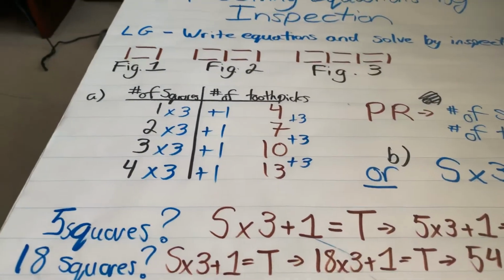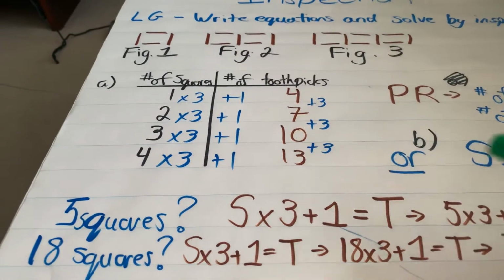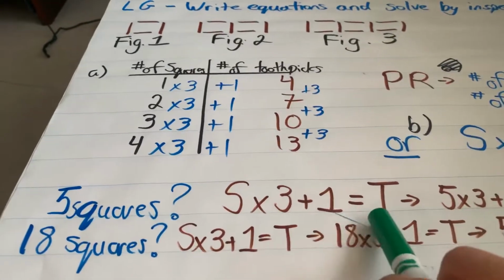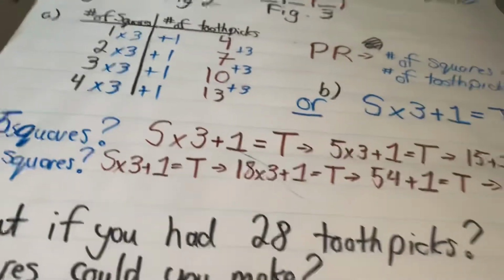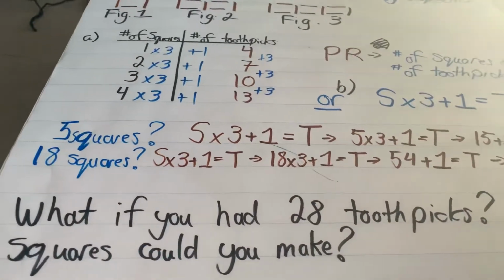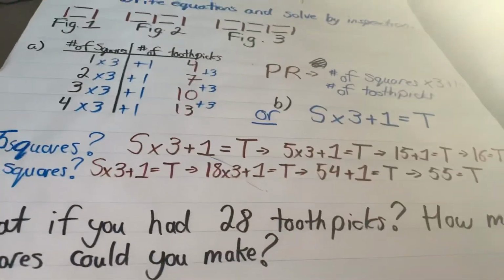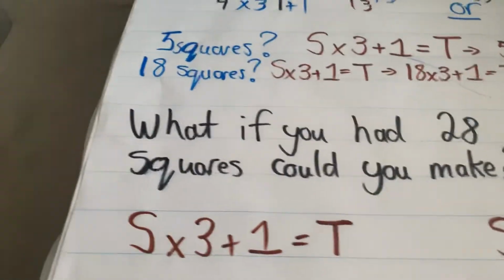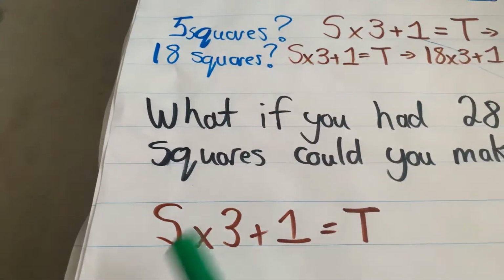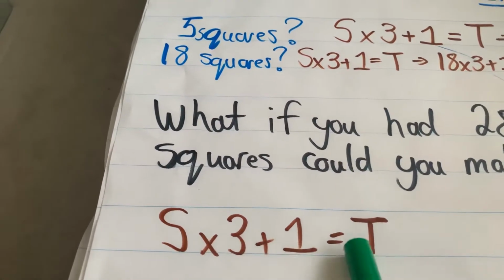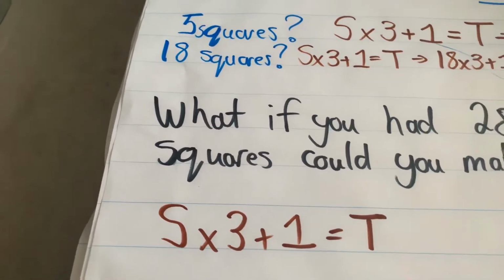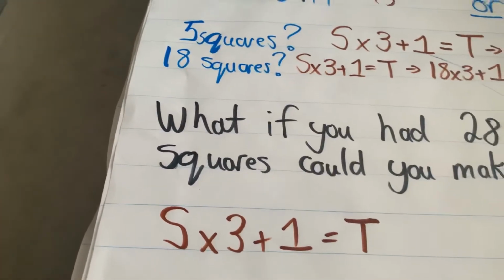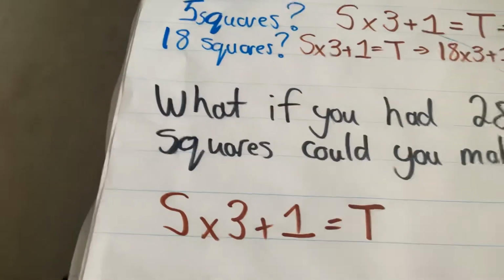So here's where the inspection comes in. What if I give you the T, but I don't give you the S? So what if you had 28 toothpicks? How many squares could you make? Or which figure would have 28 toothpicks? Well, I start with my algebraic expression. That doesn't change. S times 3 plus 1 equals T. But in this case, I don't know the S. I don't know the squares. But I do know the toothpicks.